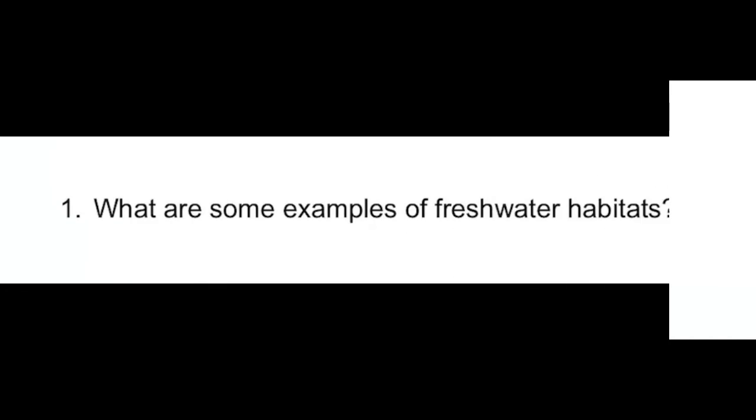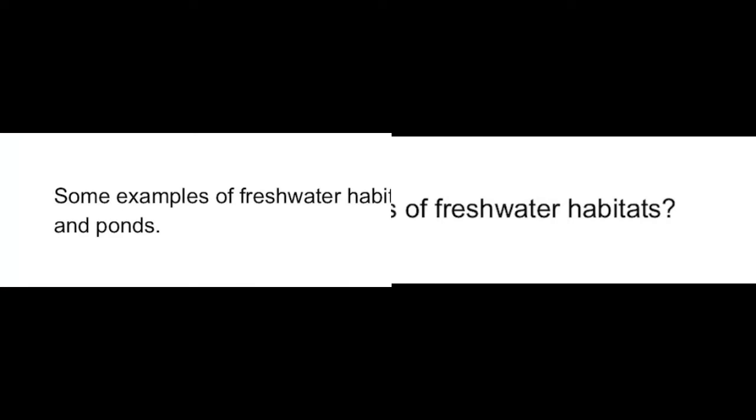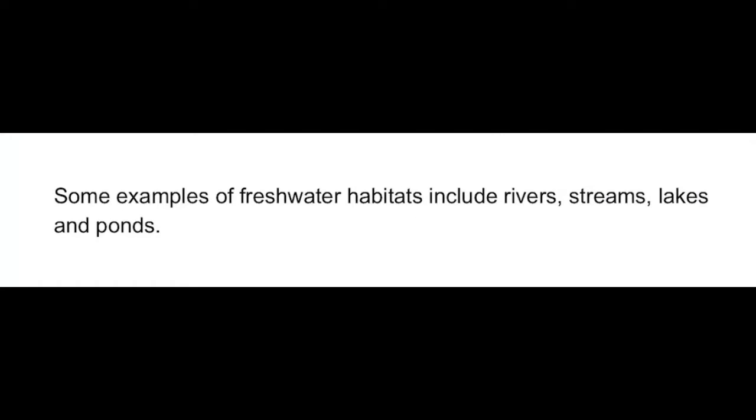It is comprehension question time, scholars. You have two ways that you could do this. After you read the question, you can pause it and say the answer to someone around you today, or you can write the answer down and then compare the answers when you restart the video. Number 1, what are some examples of freshwater habitats? Some examples of freshwater habitats include rivers, streams, lakes, and ponds.